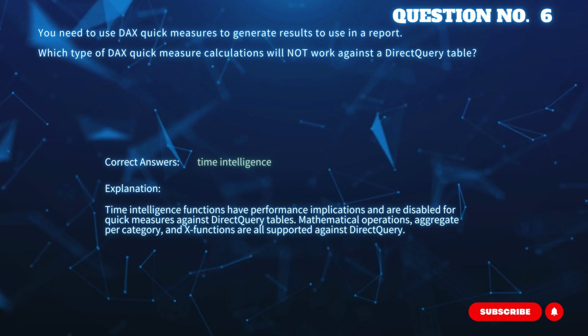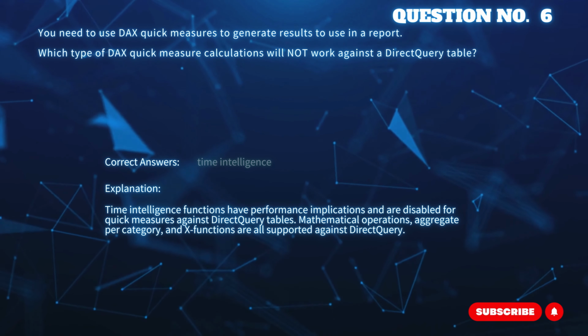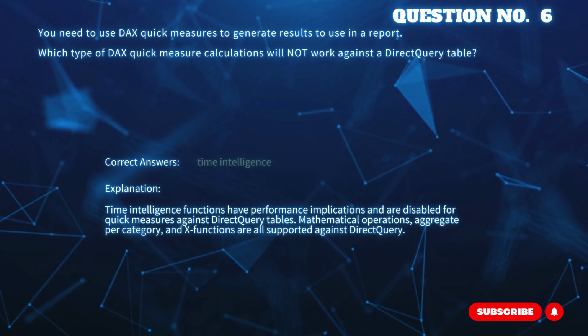Explanation: time intelligence functions have performance implications and are disabled for quick measures against DirectQuery tables.